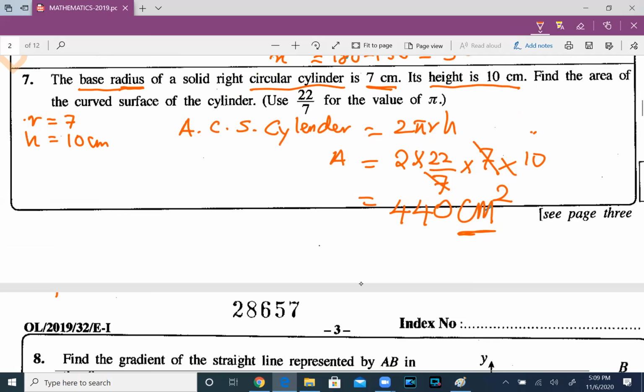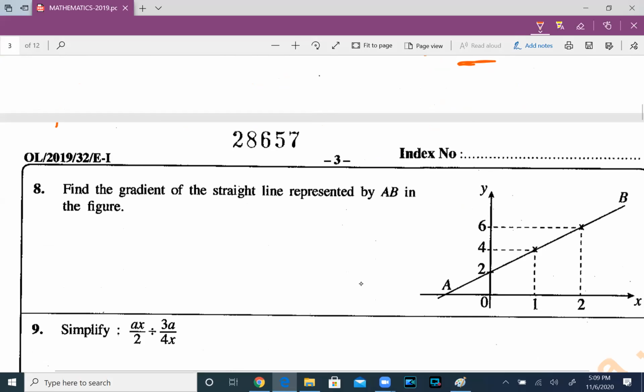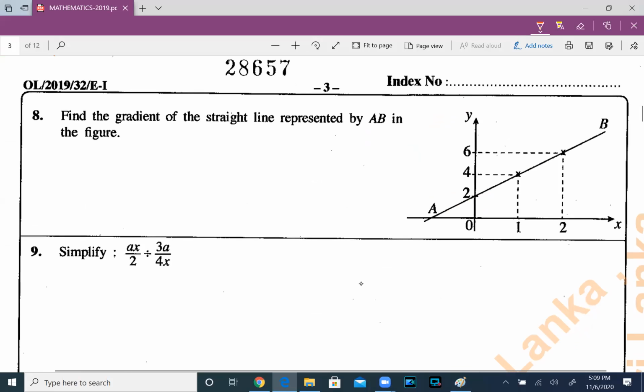So the next question is the eighth one. Find the gradient of the straight line represented by AB in the figure. So I'm telling you again, if you have done this paper already, if you tried this paper, it will give you a better understanding.